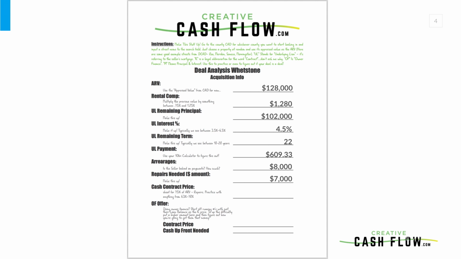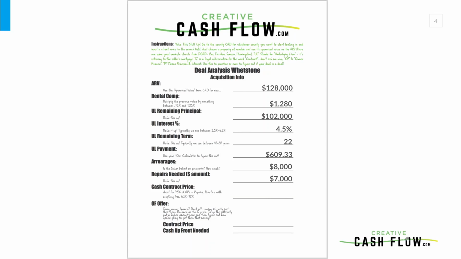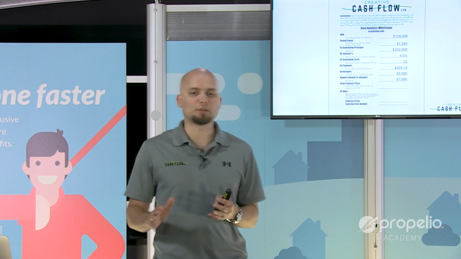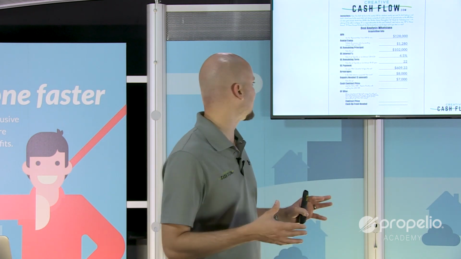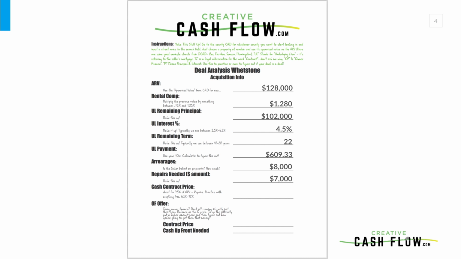Now our cash contract price right here, again, remember this is created so you can use it on any kind of lead. With our cash contract price, ideally we're going to shoot for 75 cents minus repairs. Ideally you want less, right? Typically when I'm doing a cash contract, I'm getting anywhere between 63 and 78% is usually where I'm getting a deal at. So that's what I tell you right here. Practice with anything from 63 to 78% of your ARV and then subtract repairs out of that.